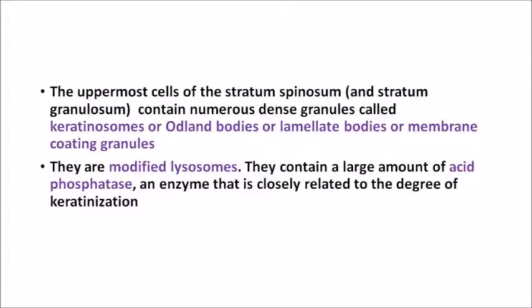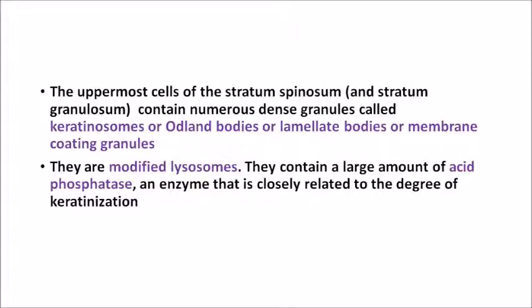And these are the modification of a cellular structure. It is a modified lysosome, and they contain a large amount of which enzyme? Acid phosphatase enzyme, and it is closely related to the degree of keratinization. When there is more acid phosphatase, it means it is better keratinized, right? So the cell shape is polyhedral. It has spine-like processes. It has keratinosomes in its uppermost layer, and predominantly it is present in the stratum granulosum layer. Don't get confused. Where are keratinosomes or Odland bodies found? In the uppermost layers of the spinosum as well as the granulosum layer, and they are modified lysosomes possessing acid phosphatase enzyme.